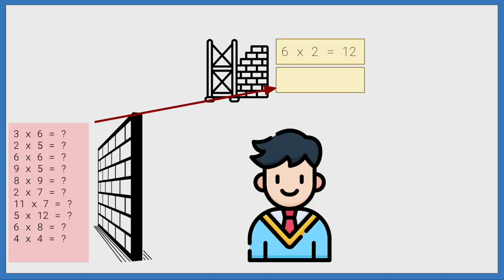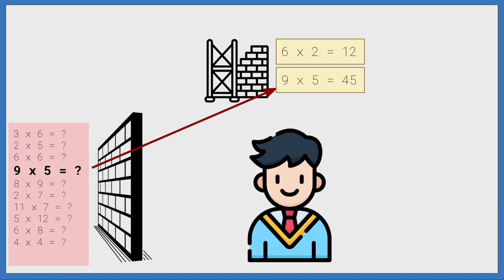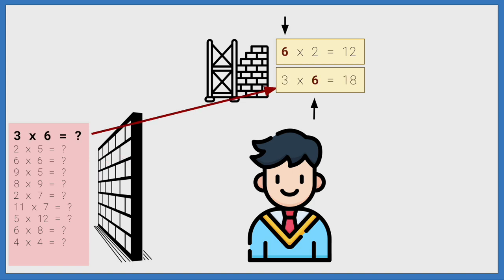If a student is learning 2 new math facts at a time, then it is important that those 2 math facts don't include any common operands. For example, 6 times 2 includes the operands 6 and 2. 9 times 5 includes the operands 9 and 5. It would be fine for the student to learn these 2 math facts simultaneously. However, 3 times 6 contains the operand 6, so we wouldn't want to teach it at the same time as 6 times 2 because they share a common operand, the number 6.